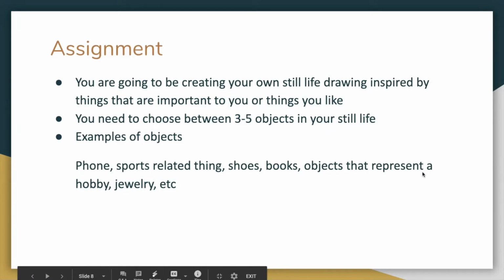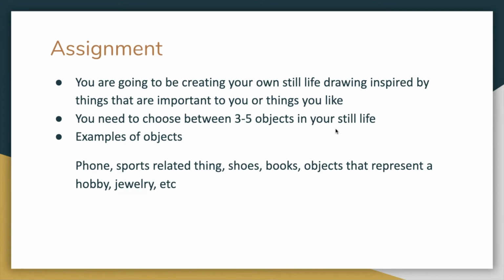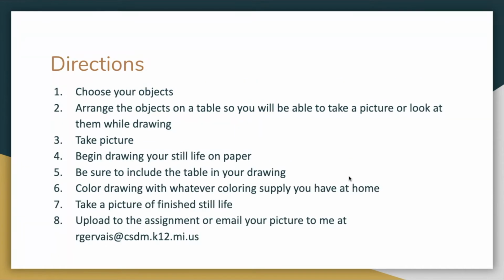So for your assignment, you're going to be creating your own still life drawing. You need to choose between 3 to 5 objects for your still life. Once you have your objects, you need to arrange them on your table and take a picture. After you take your picture, you can look at the picture to help you draw.